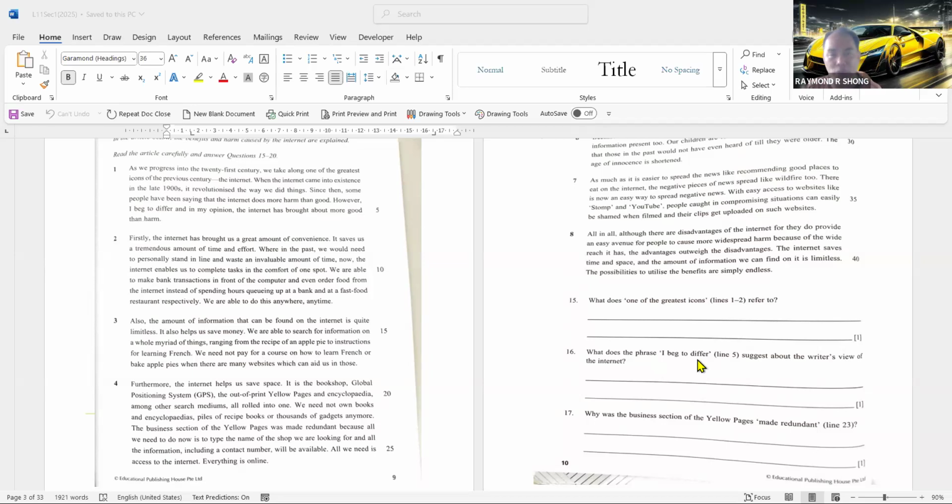When you go to set 3, you're doing source-based questions for social studies. You have to know these 2 words, similarity and differences. Okay, these are what you better drill into your head. So it's a 1 mark. So it is a phrase. So you have to quote, you have to use your own words, or you have to infer it. Next question, number 17. Why were the business sections of the yellow pages made redundant? I remember I mentioned this last week, right?